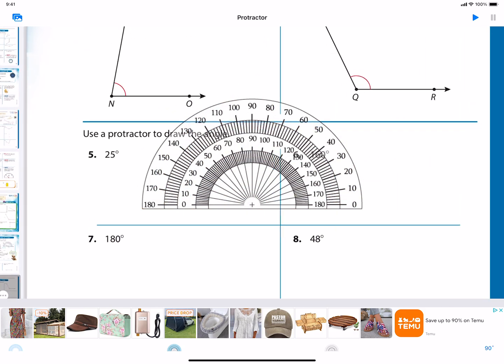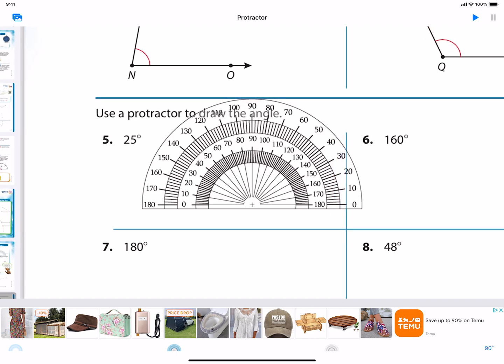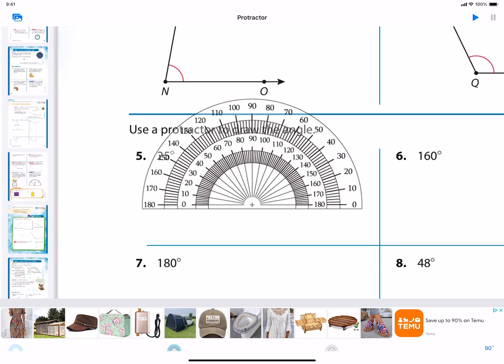And use a protractor to draw an angle. Okay, so when you draw an angle, you have to use the straight edge of the protractor. And then you have to draw a ray first and then label it, okay?